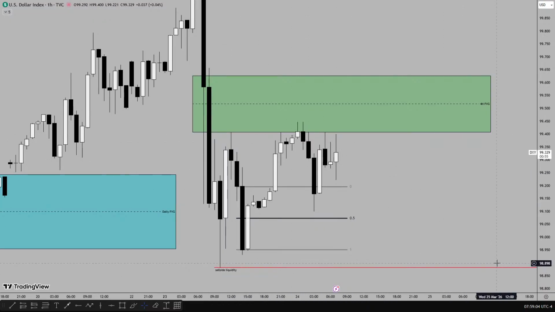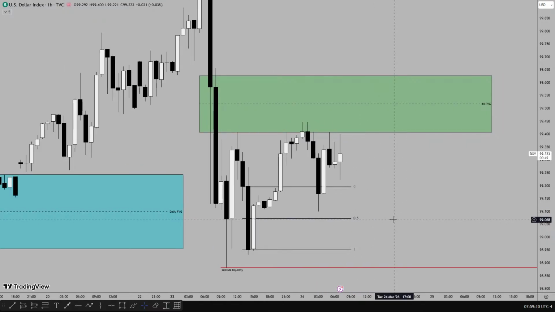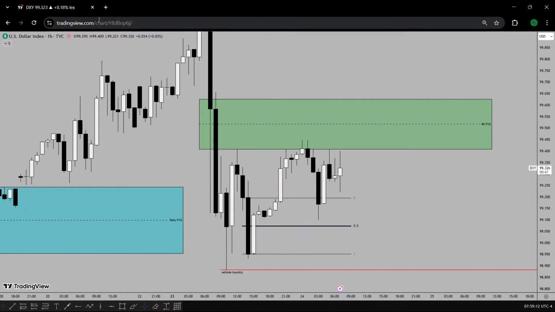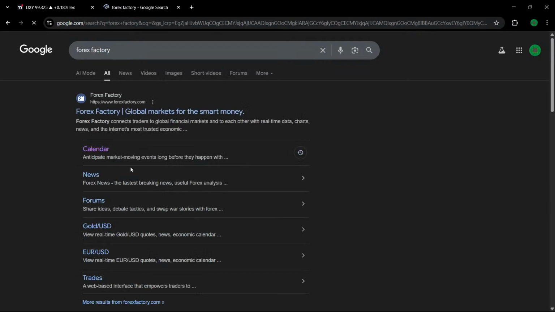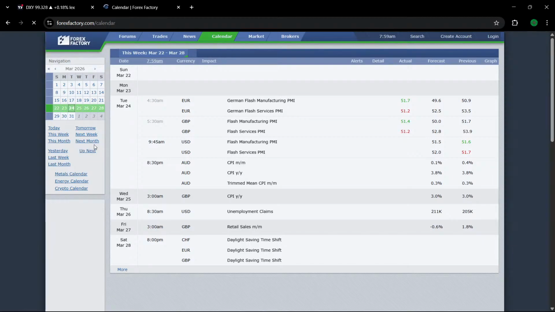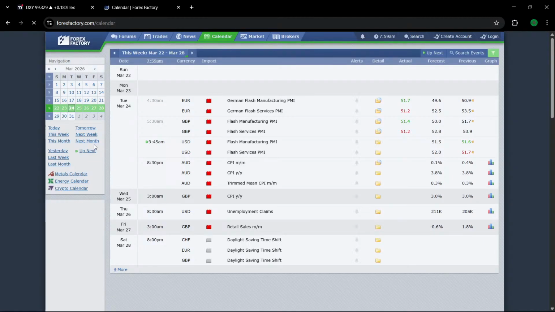So we're currently getting close to 8 a.m. Eastern Standard Time, so close to 8:30. Let's see if we have any high impact news today. Let's go to Forex Factory. Do we have any high impact news today? Today's Tuesday. We have one at 9:45. We have flash manufacturing PMI. We have PMI news.